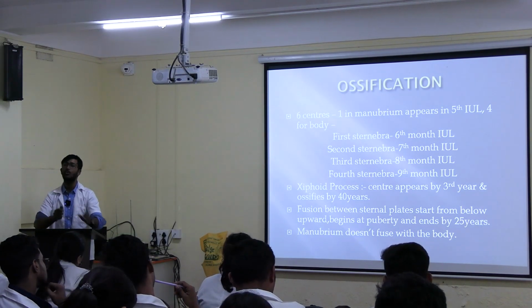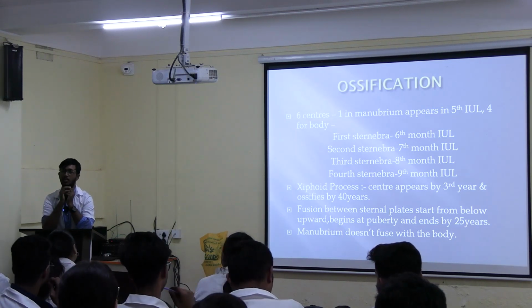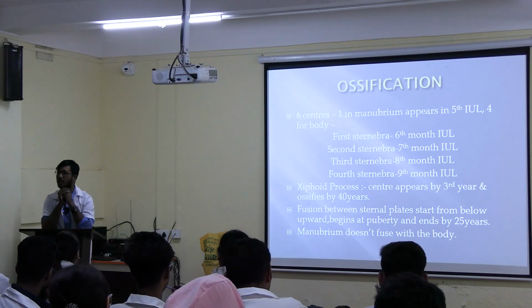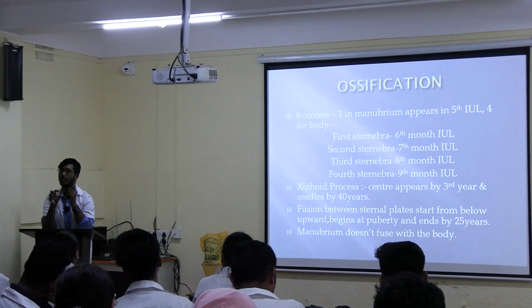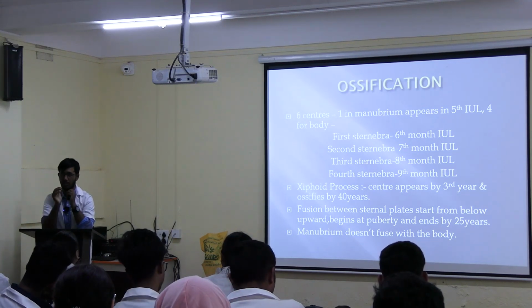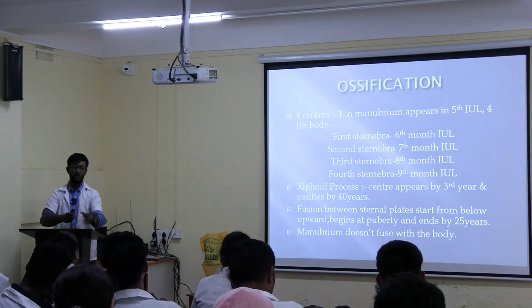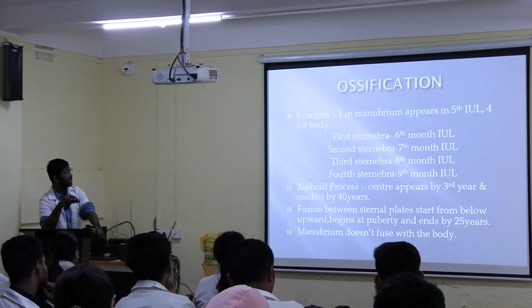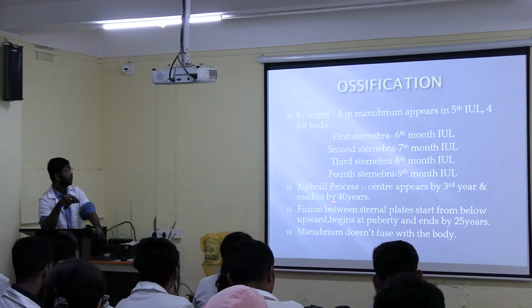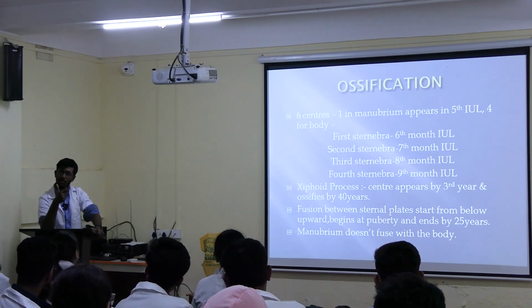So why is this important? Suppose you are constructing a building on a plot, and suddenly you find some skeleton remains. By seeing the skeleton, you can tell the age of the particular child or person. Sternum is a very important bone for that. The xiphoid process center appears by the 3rd year of life and it ossifies by 40 years of life. So your xiphoid process is not yet ossified. It gets ossified by 40 years of life.